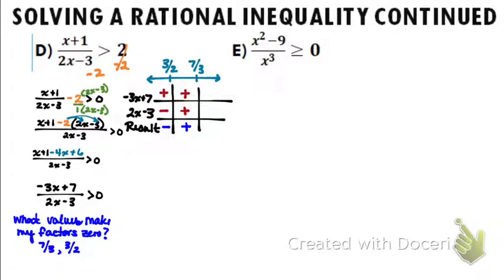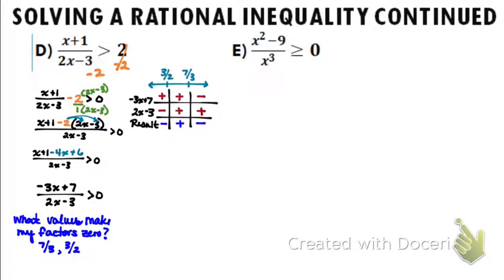Negative 3 times 3 plus 7. It's going to be a negative 2 there, right? If I take 3 and substitute it in here, 2 times 3 minus 3, positive, for an overall negative result. Did I want to know where these were going to be positive or negative? Positive. We wanted to know where it was going to be greater than 0.